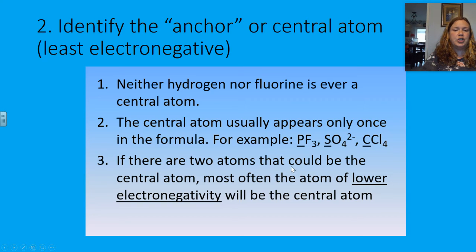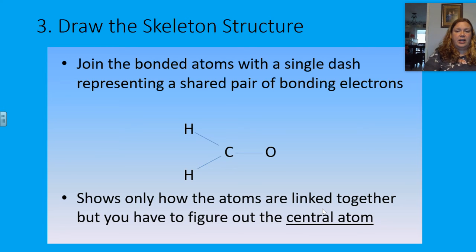And number 3, if there are 2 atoms that could be the central atom, the lower electronegativity will be the central atom. So we have to think back to our periodic trends. The highest electronegativity is fluorine. So the further away we get from fluorine, the lower the electronegativity. So that's why carbon is a really common central atom. We've identified the central atom here as carbon, because carbon is less electronegative than oxygen. So hydrogen's not even an option to be the central atom.